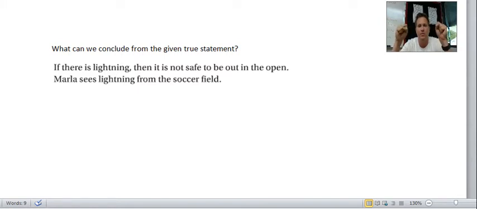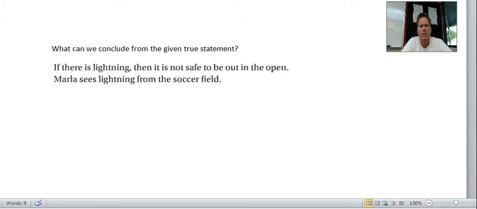So, if that is a true statement, and we say that Marla sees lightning from the soccer field, then what does our conclusion need to be if our first statement was true? If she sees lightning from the soccer field, then it is not safe to be out in the open. So that's our law of detachment right there. Our first statement was true: if there's lightning, it's not safe to be in the open. Then because our hypothesis is true, that Marla sees lightning from the soccer field, our conclusion also has to be true, that it's not safe to be out in the open. Okay, law of detachment. Alright, let's go to our next example.